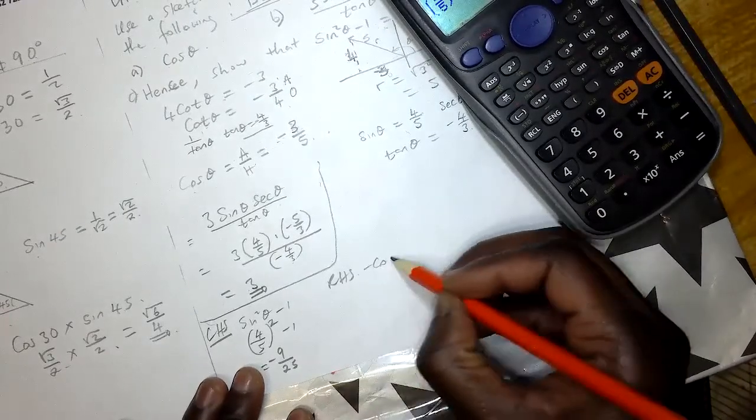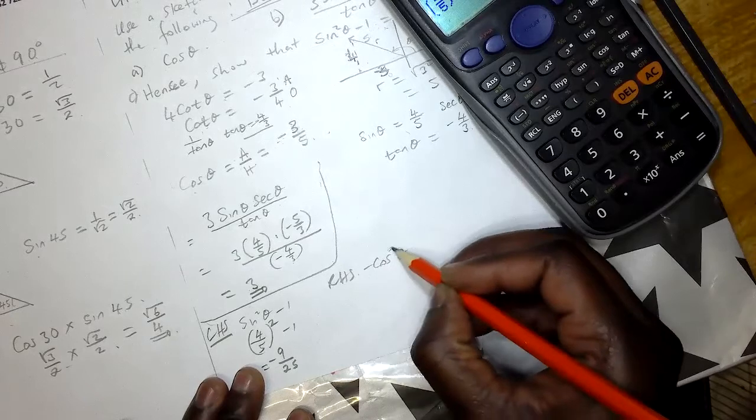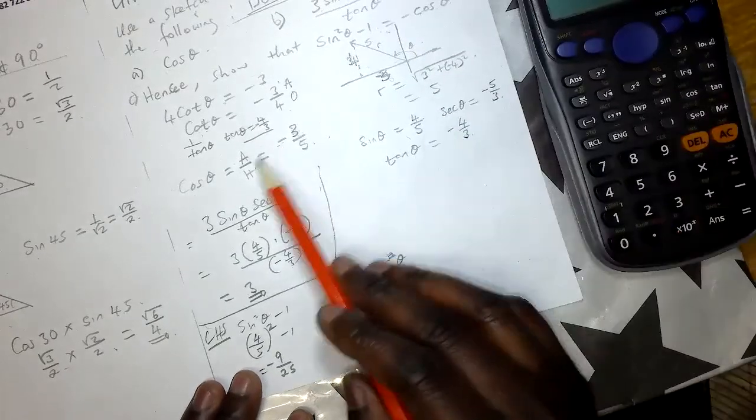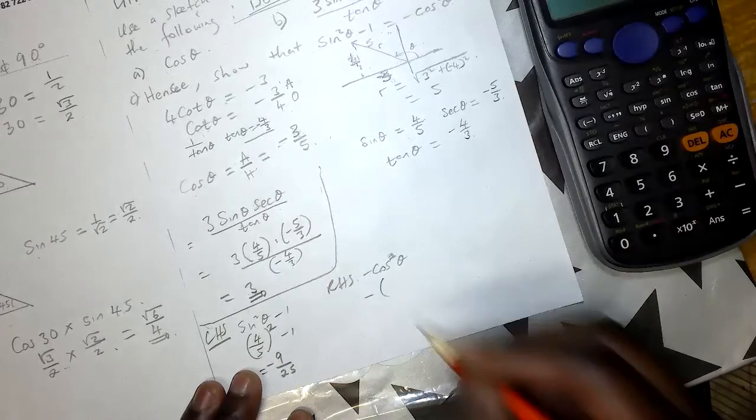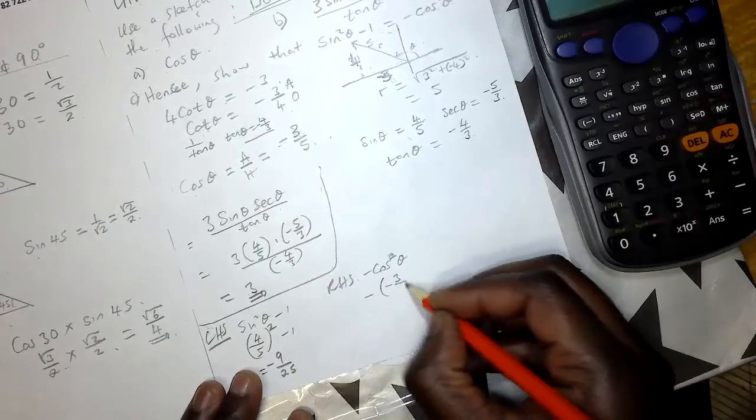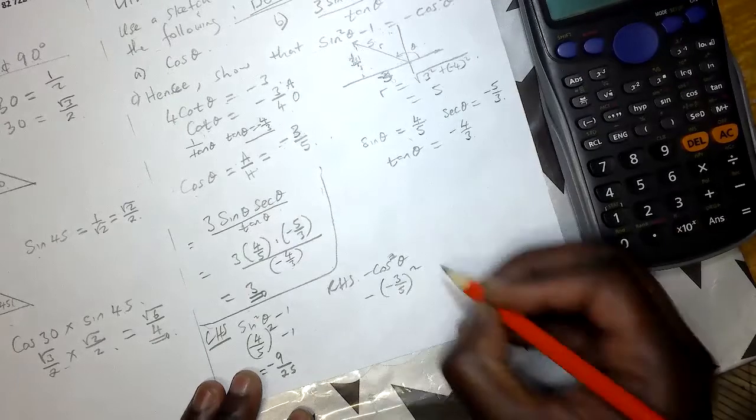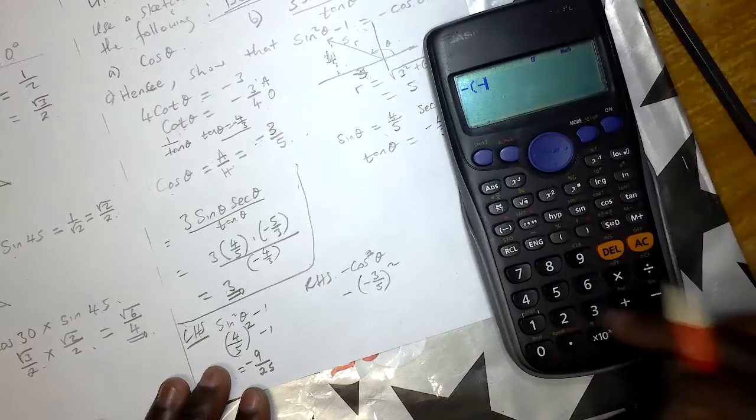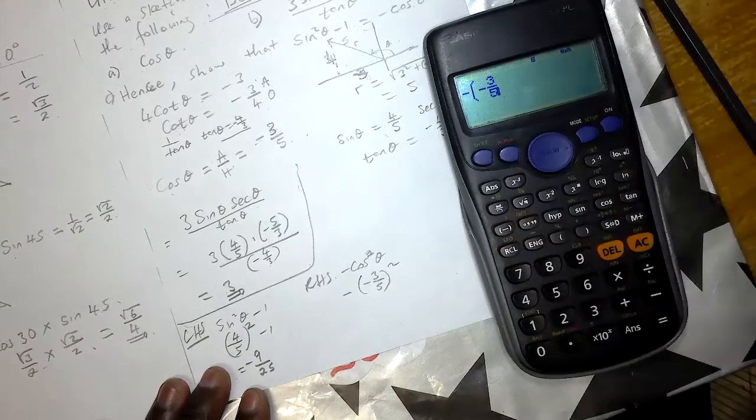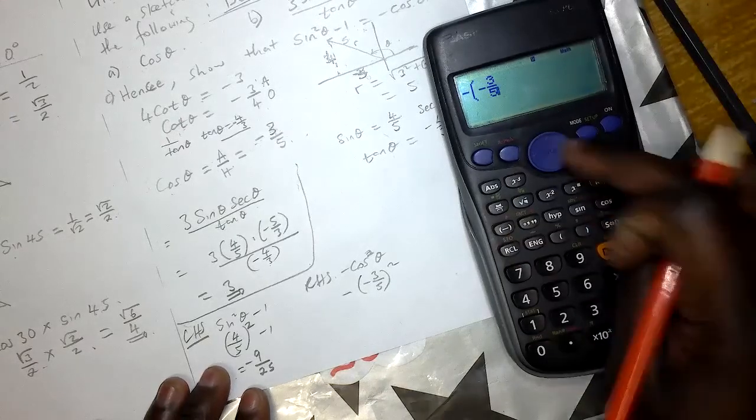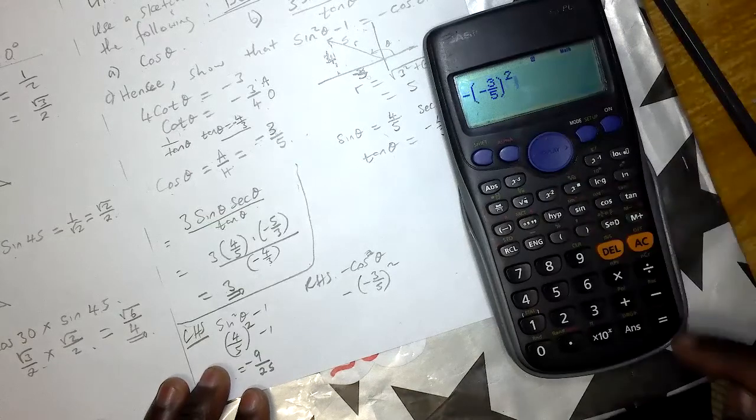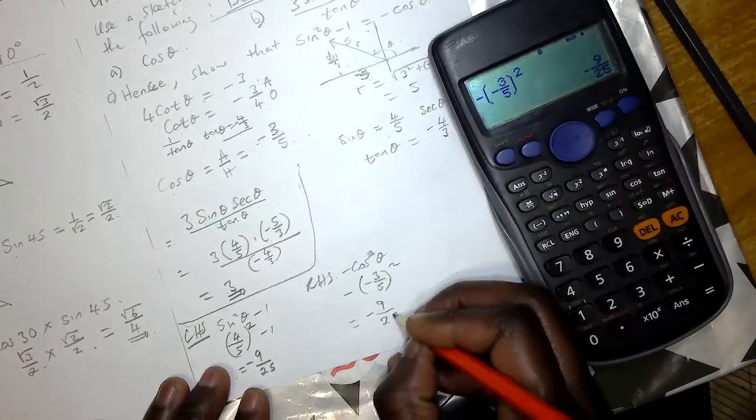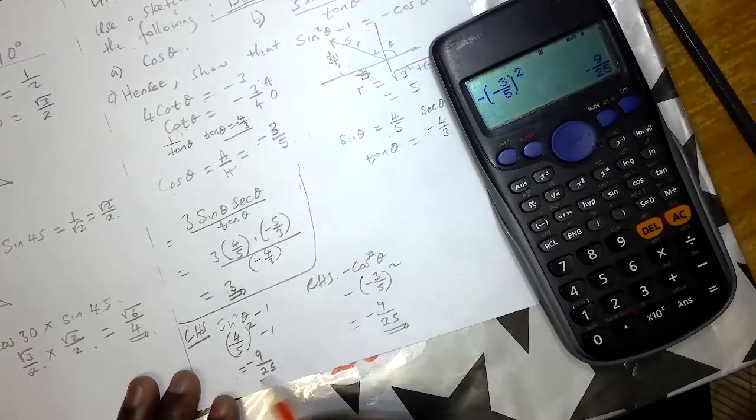Right hand side, negative cos squared theta. What is our cos? Our cos is negative 3 over 5, so we put negative of negative 3 over 5 squared. Squared, we get negative 9 over 25. So here it is proven already.